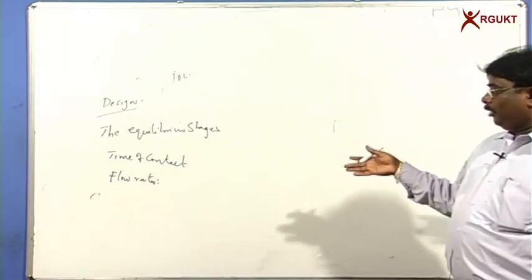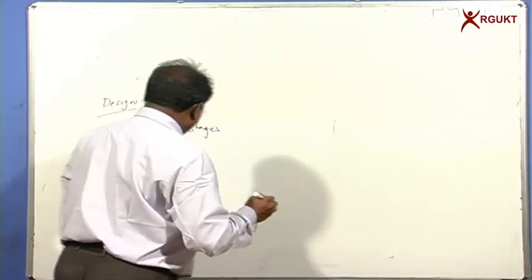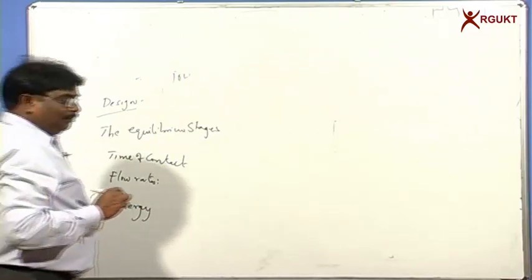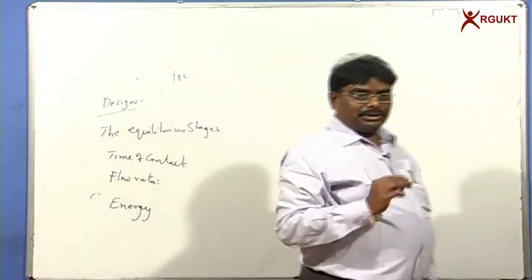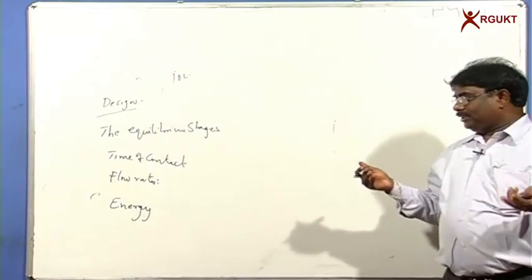By knowing about the flow rates, one can estimate the cross section area. Then the fourth important thing is the energy requirement. And as you know, one of the important things in the process industries is the energy: how much energy you have to supply. Energy may be needed in several forms.